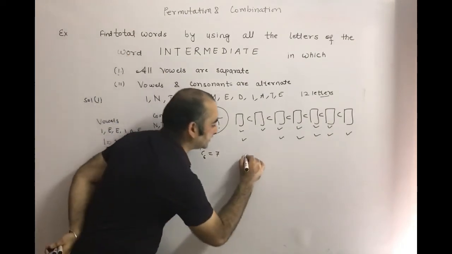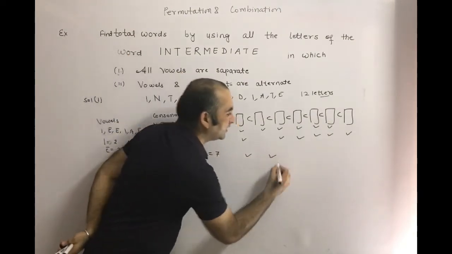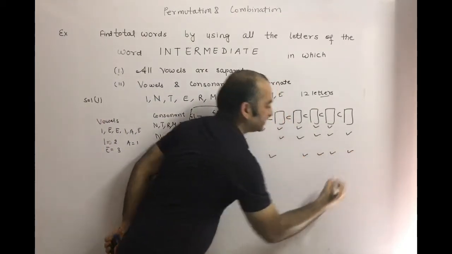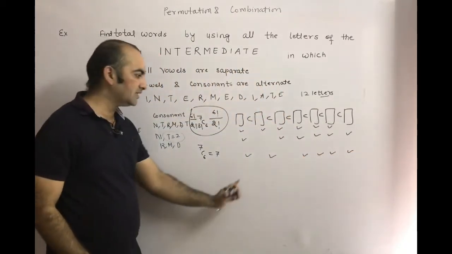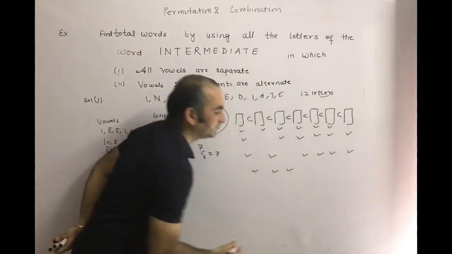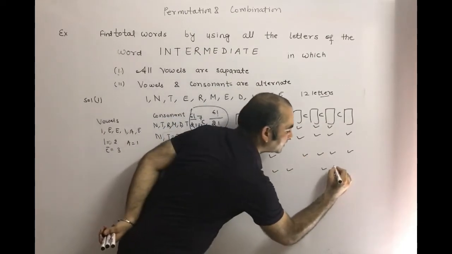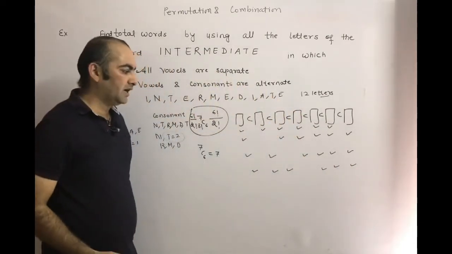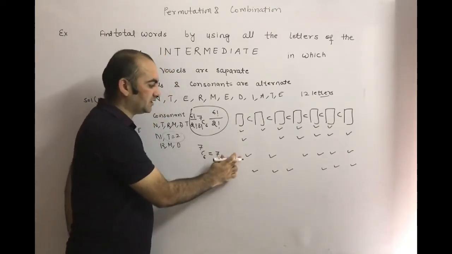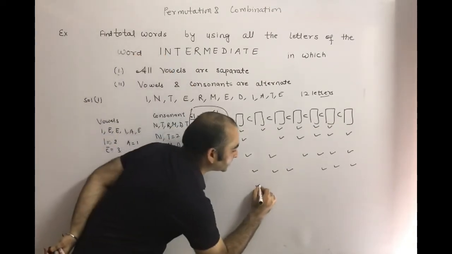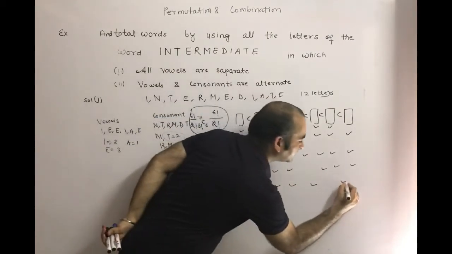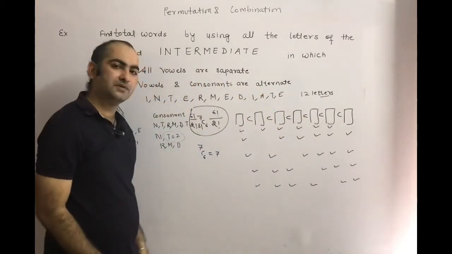Now suppose you are not selecting this one, you are selecting this one, this one, this one, and this one. Again we can say that vowels are separate. Next, you are not selecting this one, you are selecting the others. Again vowels are separate. So this is the first case, second case, third case, fourth case. Next, you are selecting this one, not selecting this one, then again this one and this one. Here also vowels are separate.